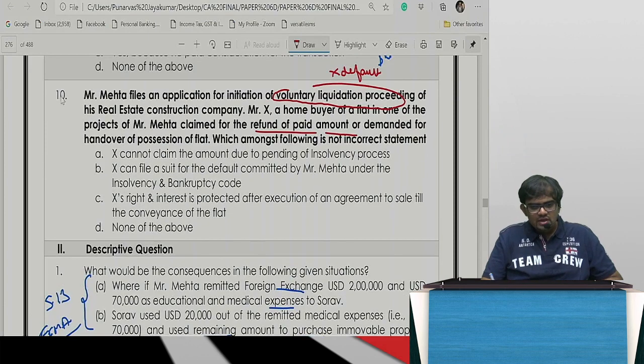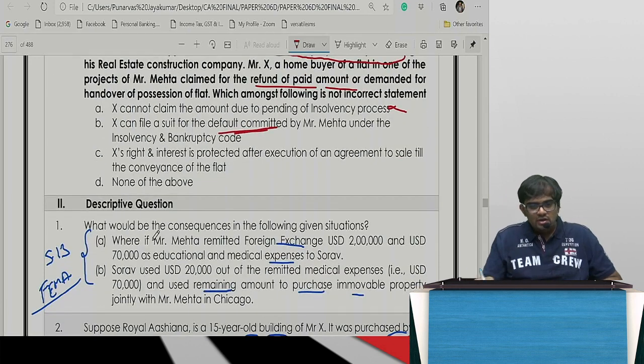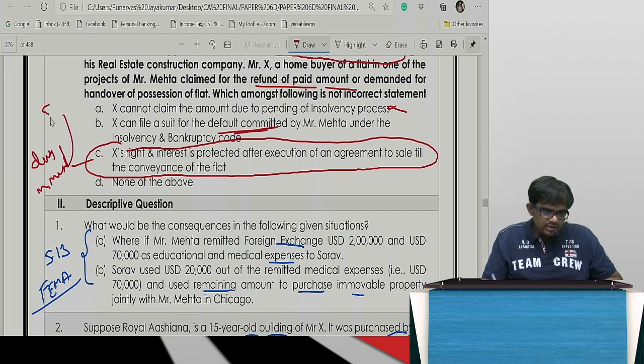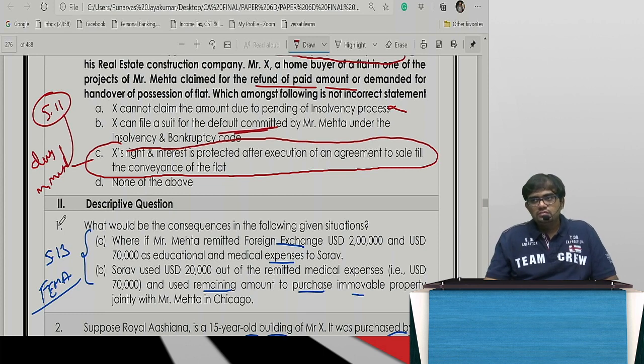Let's see. Cannot claim the amount due, wrong. Can file a suit for the default committed. Here Mehta has not committed any default, because I told you voluntary liquidation can happen without any default. See here, the rights and interest are protected after the execution till the conveyance, because this is the duty of Mr. Mehta under section 11. The promoter's duty will be this fellow's. That is the home buyer's right.